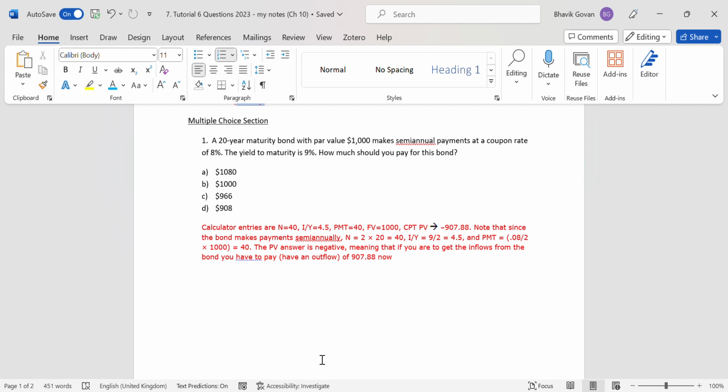Payment will be 40, so it will be your coupon rate of 8% times 1,000, which is 80, divided by 2 is 40. FV will be 1,000, so they tell us the par value is 1,000. And you basically put those 4 values into your calculator and you solve for PV. And we get 907.88. So the answer is D.